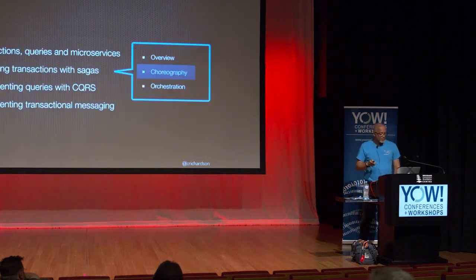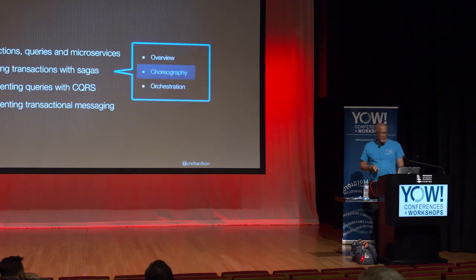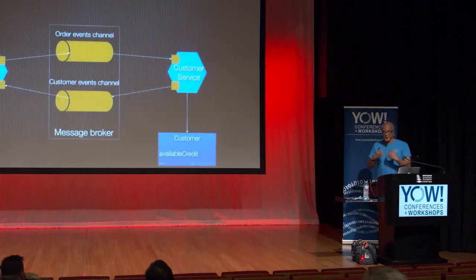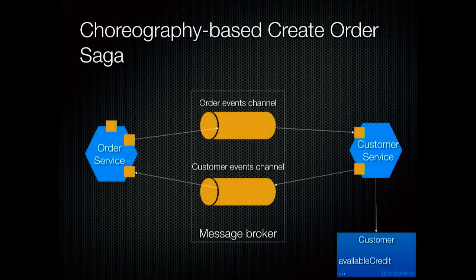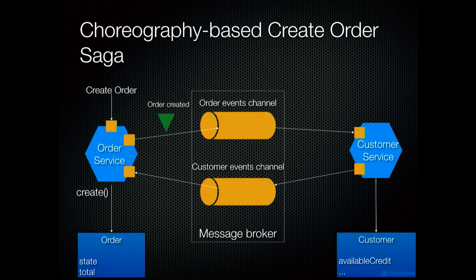If we look at choreography, it's actually quite simple. The participants just exchange messages. As you're going to see, the order service publishes messages which get consumed by the customer service, and vice versa. So in the case of the create order saga, a request comes in to create an order. It creates the order, and it publishes an order created event.